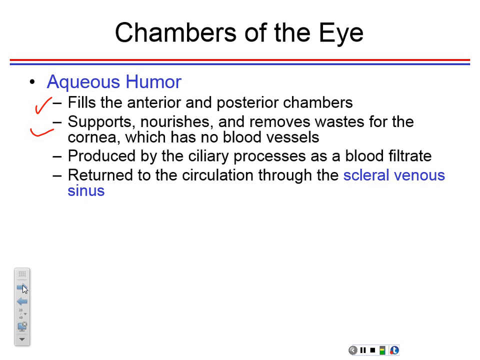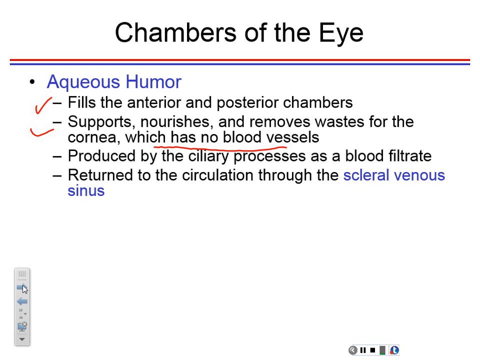For the cornea, it does what the blood vessels do. When blood vessels go somewhere, they collect carbon dioxide, waste, and so forth, and deposit oxygen and things like that. So the aqueous humor is like the blood of the cornea, because it doesn't have blood vessels, so that it is transparent.